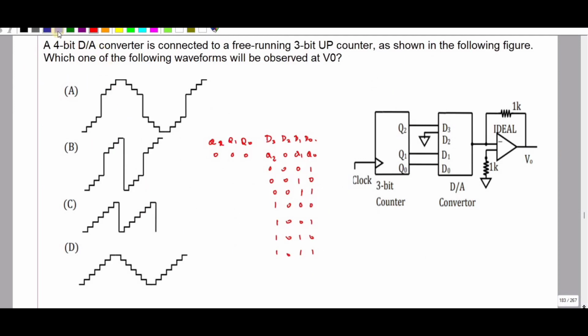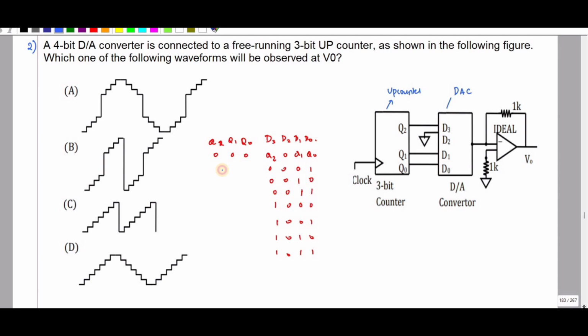So let me go for the second problem. A 4-bit DAC is connected to a free running 3-bit up counter. So this is your DAC and it is connected to an up counter. Which one of the following outputs is observed at the V0? So you know the up counter value. So you have 3 outputs.